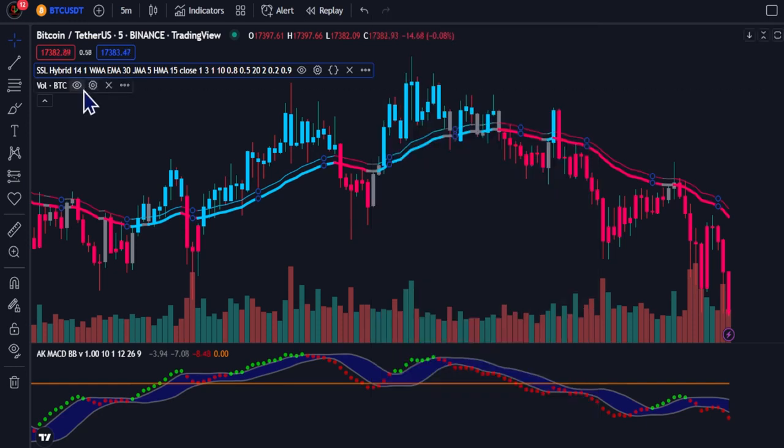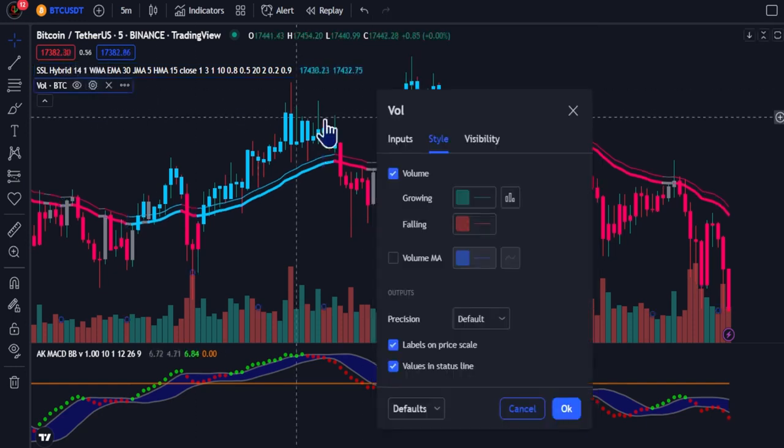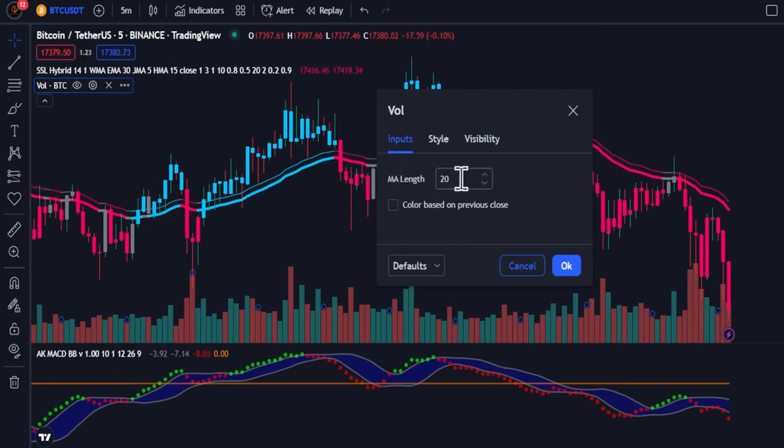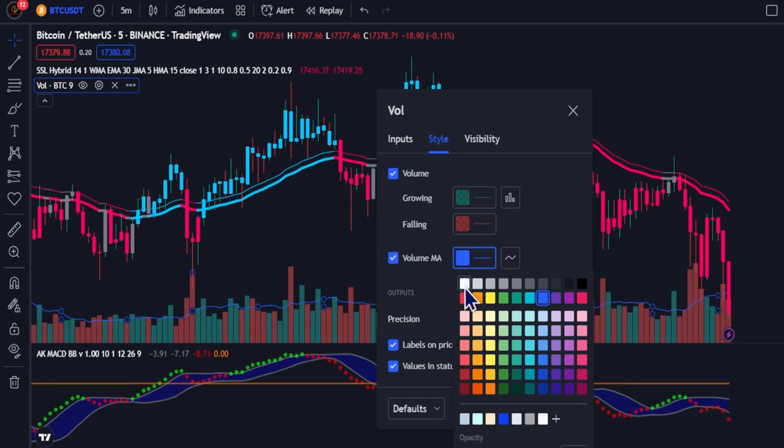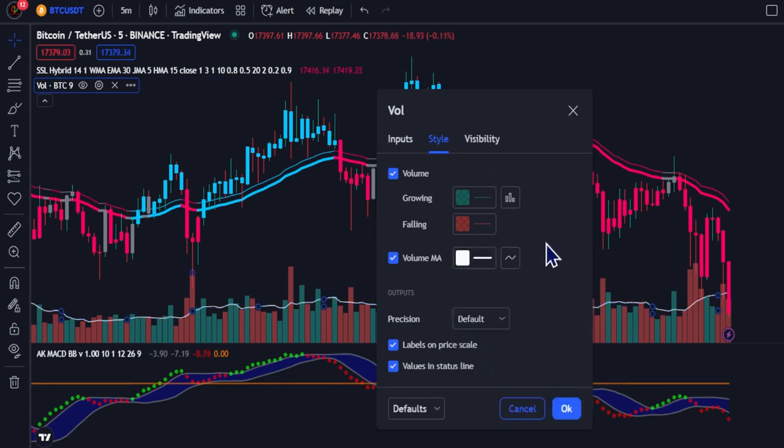Now head over to the volume indicator settings. From the input section, change the MA length from 20 to 9. After that, go over the style section. Check the MA volume checkbox. Then change its color to white to make it easier to see. That was all that we needed to do.